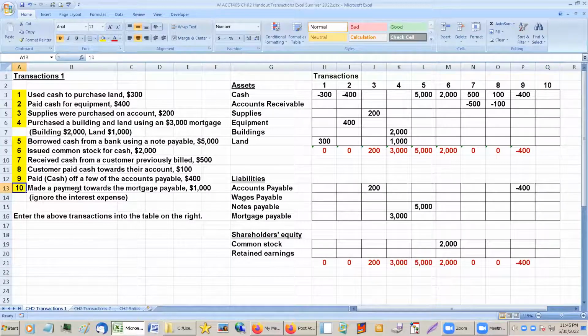Lastly, very similar one, made a payment. Okay, payment, what do we pay with? Cash.